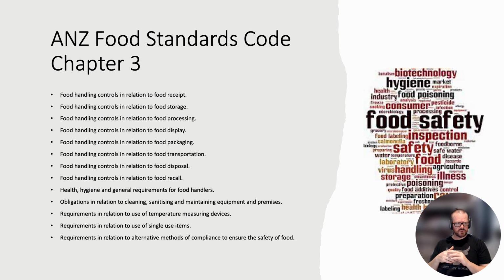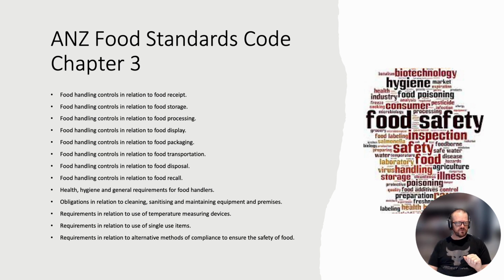Food handling controls in relation to food receipt, so that's receiving foods. Food handling controls in relation to food storage, so how and where we store things and what we have to do while it's in storage. Controls in relation to food processing, so whether it's cooking, serving or slicing, what sort of equipment we're going to use and how we need to maintain our equipment.